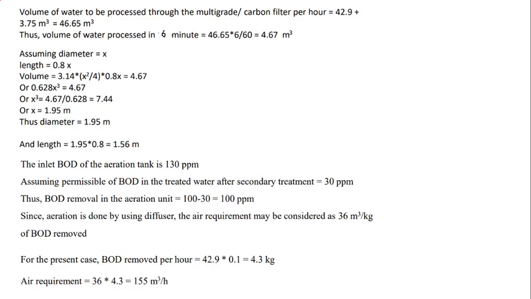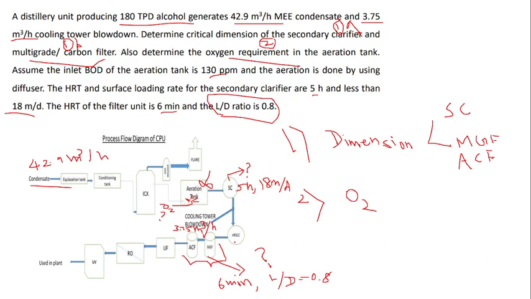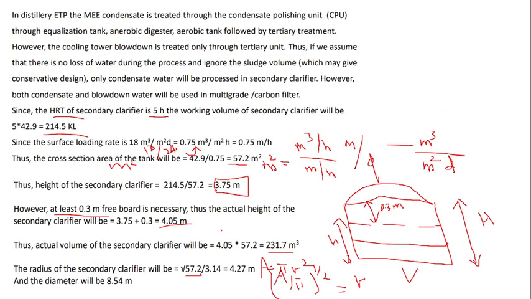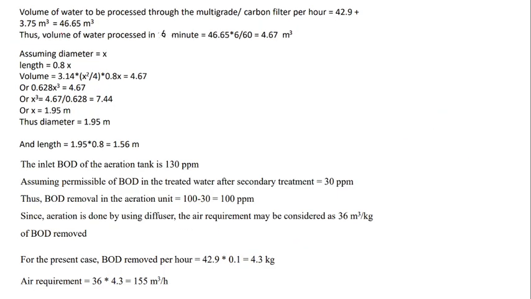To find the dimension of the multigrade or carbon filter per hour, here the input stream is not only the condensate. So in this filtration setup, two different streams are entering. One is 42.9 meter cube per hour condensate and another one is 3.75 meter cube per hour, the cooling tower flow down. So the total flow rate is 46.65 meter cube per hour. Okay, this is the total volume coming inside our filtration setup.